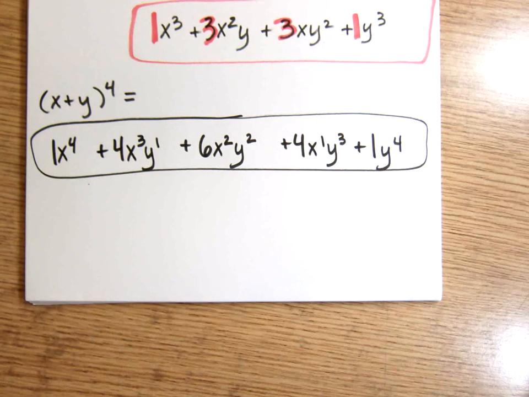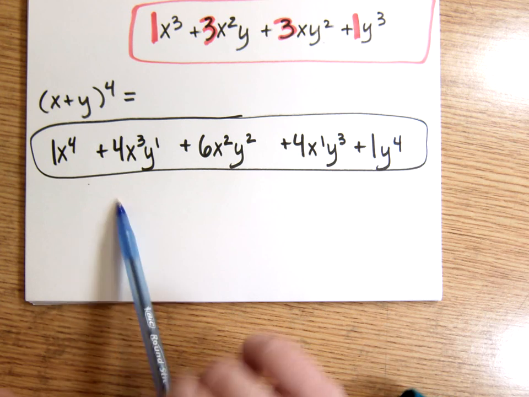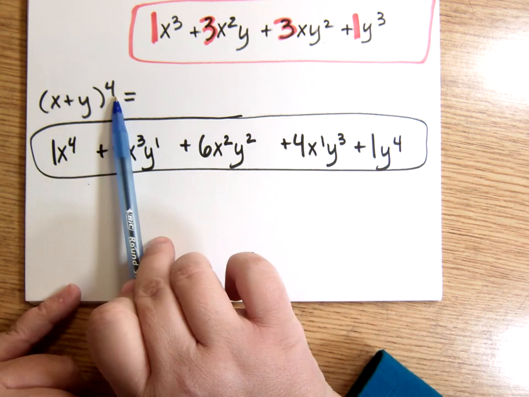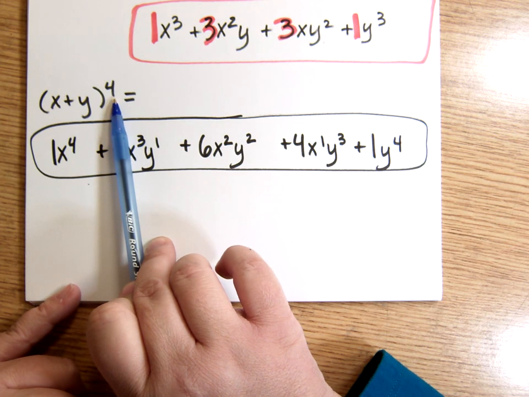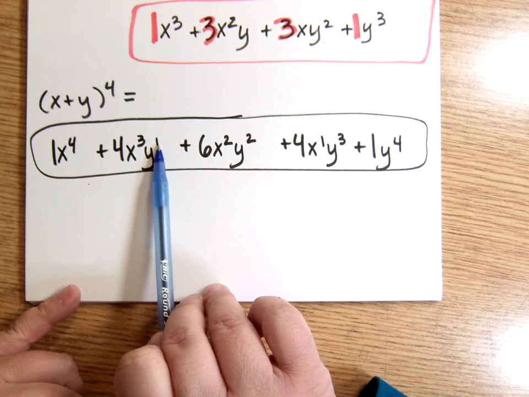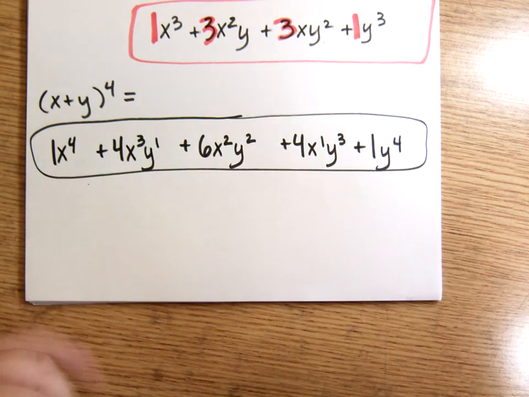Another pattern to notice here that's really helpful because it can help you if you get stuck in the middle of it, if you're not sure where you are. Notice that the degree of each of these terms is 4, meaning that the number of variables in each term adds up to 4. So this is 4, 3 plus 1 is 4, 2 plus 2 is 4, 1 plus 3 is 4, and that's 4.